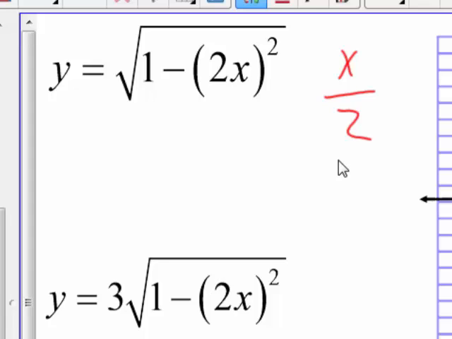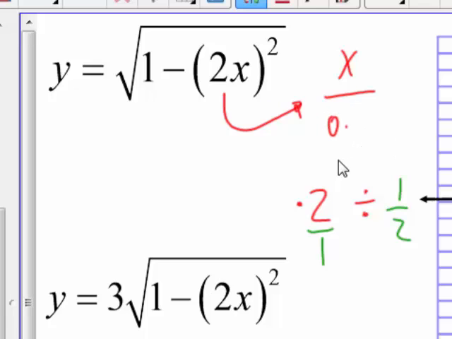Well, let's think about this. If I multiply by 2, that's the same thing as dividing by its reciprocal. So what is 2 as a fraction? 2 over 1. So it's the same thing as dividing by a half or 0.5. So really, this is the same thing as x over 1/2 or x over 0.5. So it has a horizontal stretch of 0.5.